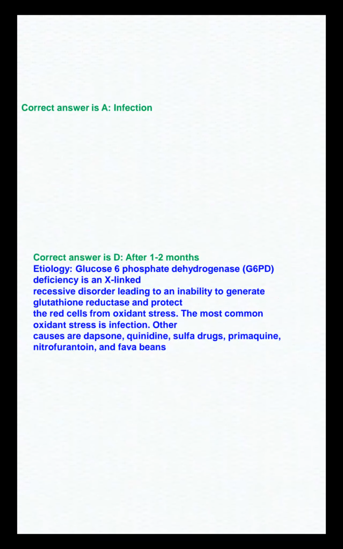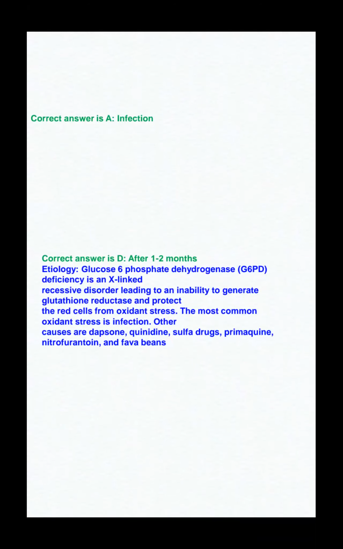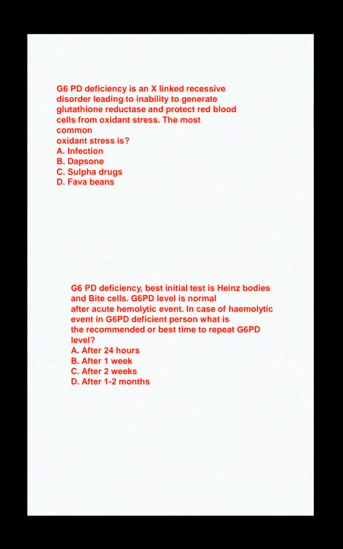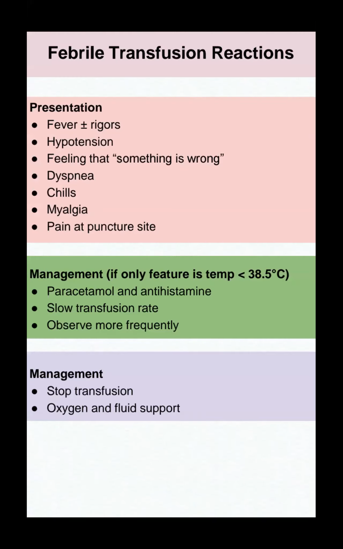Like Dr. Maha's case, we have to wait. The recommended best time to repeat the G6PD deficiency test is 1 to 2 months. Just remember this strongly. That is the point. Next, febrile transfusion reaction.